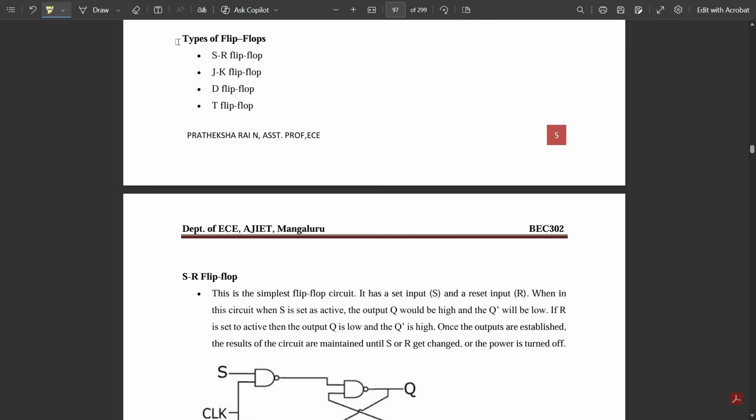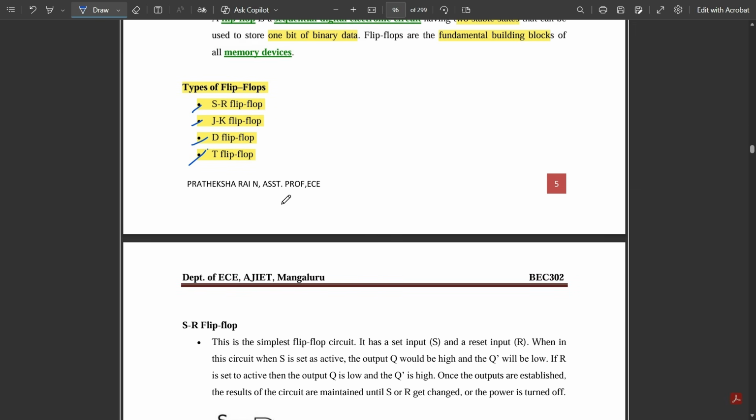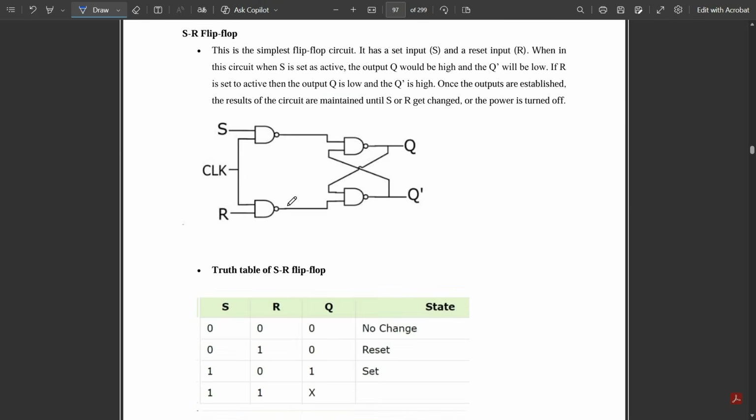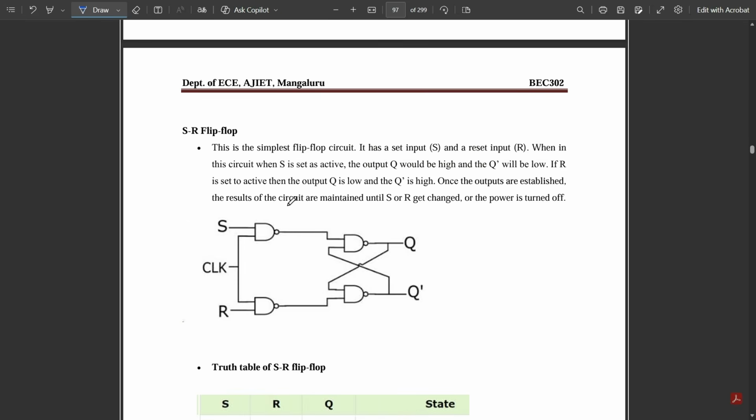Now the types of flip-flops. There are basically four types of flip-flops: SR flip-flop, JK flip-flop, D flip-flop, and T flip-flop. SR stands for set-reset flip-flop. Then we have JK flip-flop, D flip-flop, and T flip-flop. One by one we are going to discuss each flip-flop in detail. I guess in your lower classes we have already studied these things, but just to brush up, it is very important.